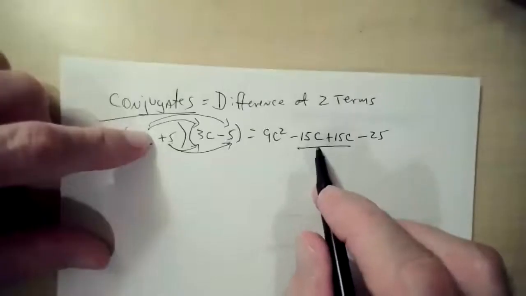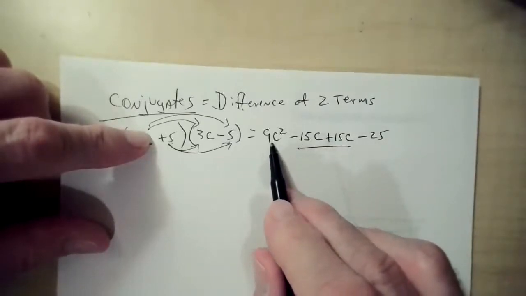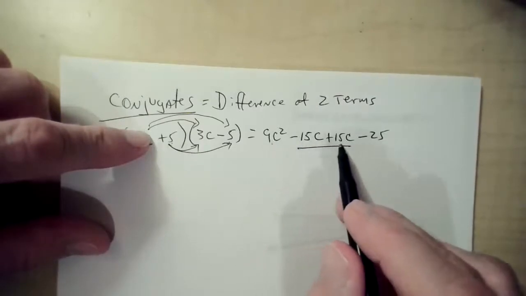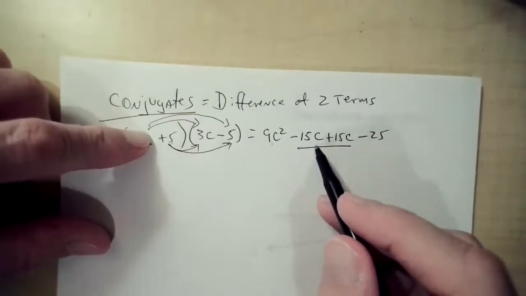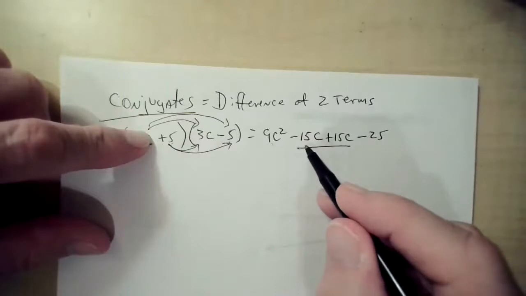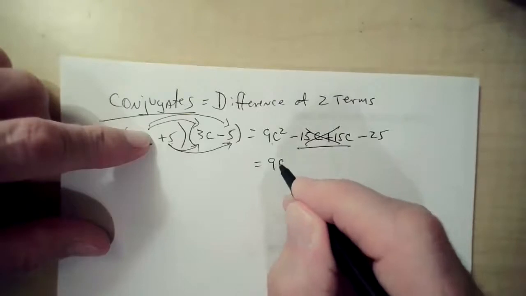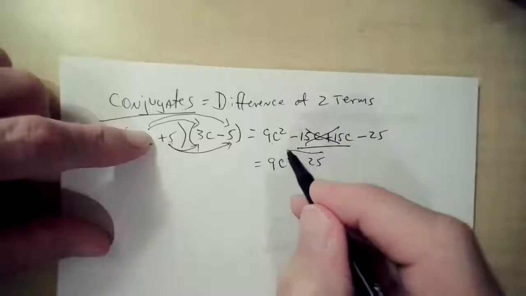Negative 25. Excellent. Now look at these two terms here. This is on that sheet I just sent you. This is called the quadratic term. We're going to use these terms some. This one's called the linear term, and this is a constant. Now, what happens to this, Ms. Shababa? It cancels out. Excellent. They cancel out, right? 15c minus 15c is 0, gone, eliminated. So we end up with 9c squared minus 25.